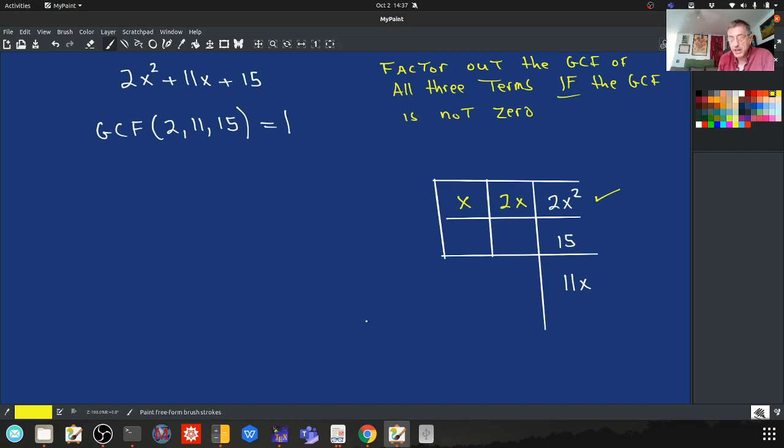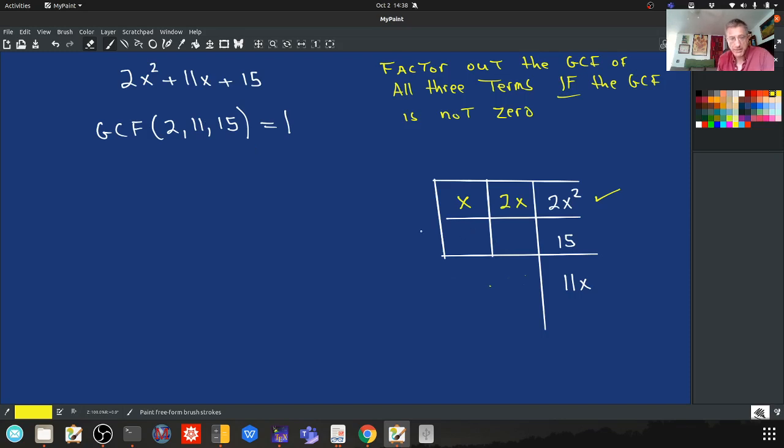Now watch how that changes things. 15, the obvious factorization of 15, especially since 11x is positive, is 3 and 5. So that's going to give me 3x plus 10x. And 3x plus 10x is 13x, and that's not what we want. But I'm not done. I can still use those factors. I have to check one other thing.